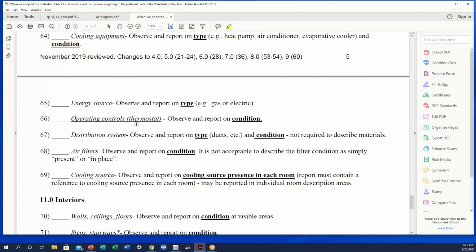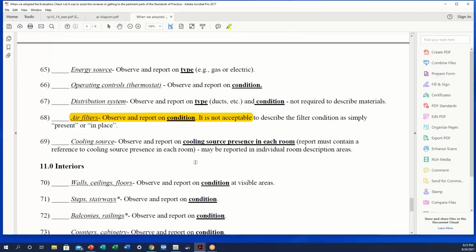Cooling, source, operating controls, distribution, air filters. Okay, this is one that always seems to bother me a lot. You have to report on whether the filter's clean or dirty. I thought it was weird. But just saying you need to replace it every month isn't good enough. You need to say, this filter's dirty and needs to be cleaned. Well, okay, whatever. You're not moving in for 30 days.